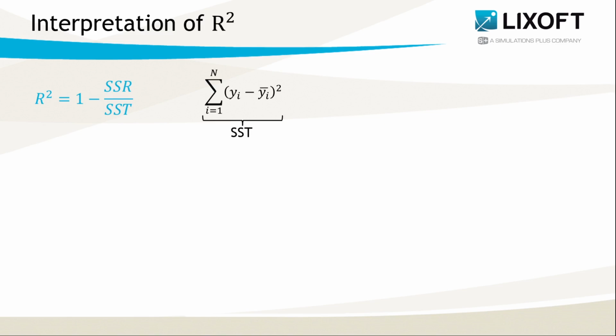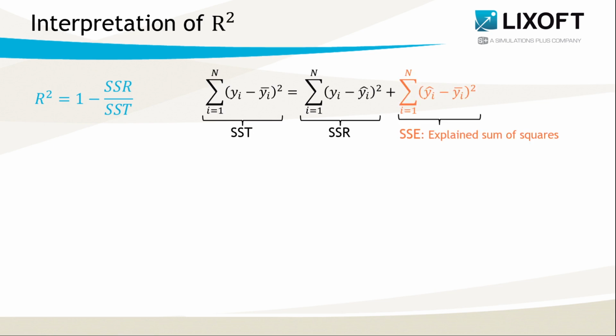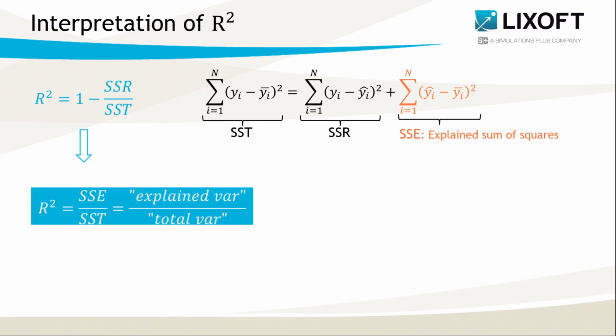The total sum of squares, SST, represents the total variation of the data. It is a sum of the residual sum of squares, SSR, and the explained sum of squares, SSE. Rewriting the formula for R squared using it instead of the residuals, we obtain that the R squared is a ratio of the explained variability to the total variability. So in other words, it measures the amount of the variability of the log transform concentration that is explained by the independent variable, and the independent variable in this case is time.